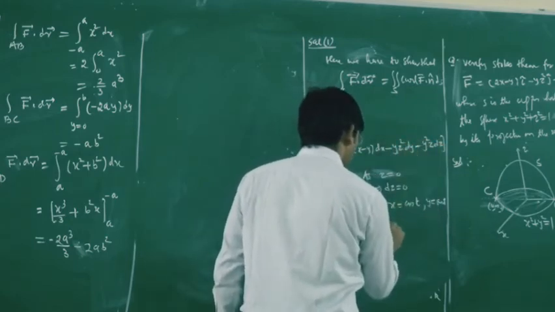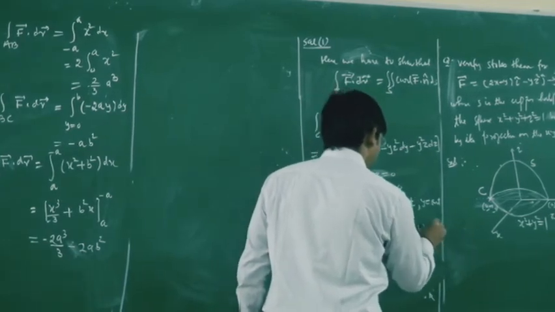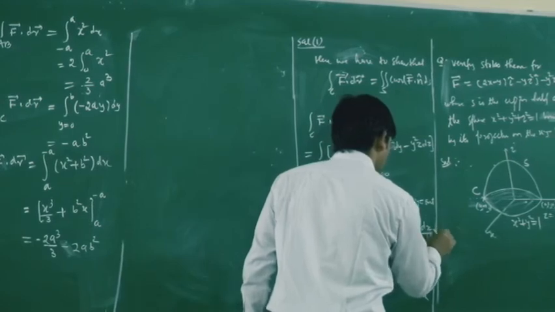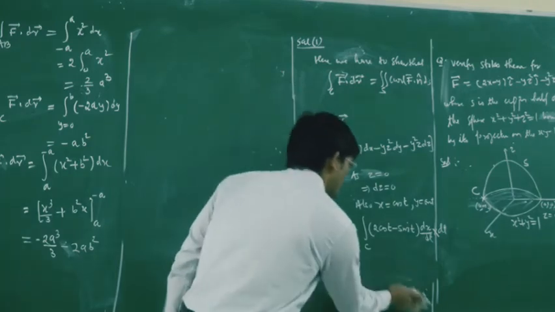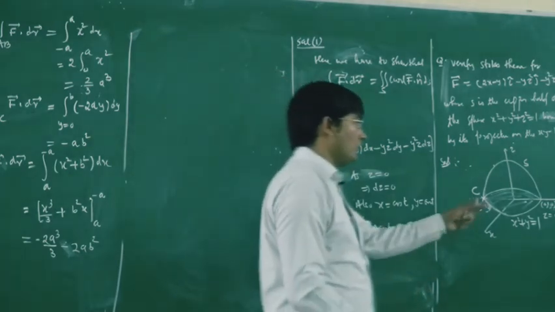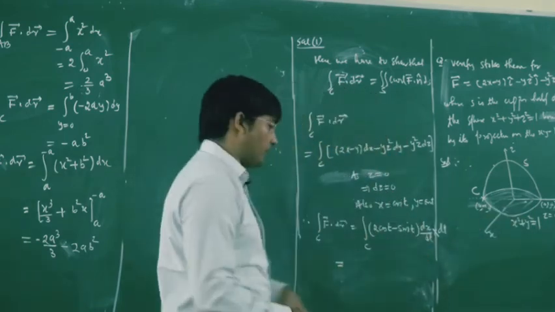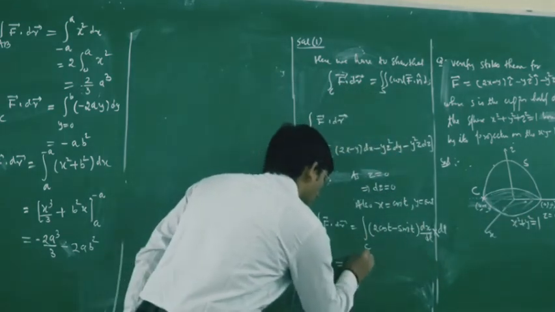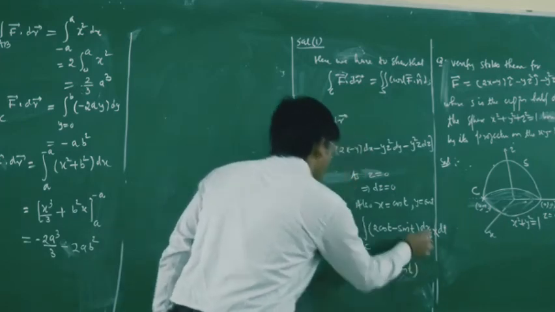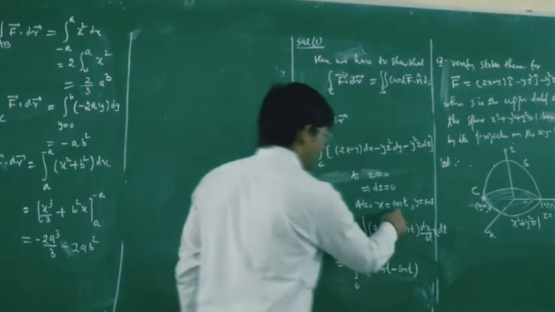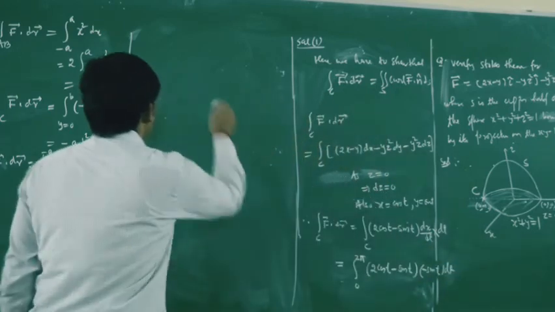So we have 2x, that means 2 cos t minus y, which is sin t, into dx, and this dx can be written as dx upon dt into dt. Now the whole right hand side is in terms of t, and for this complete circle, t will vary from 0 to 2 pi. So here we have 0 to 2 pi, then (2 cos t minus sin t), and here dx by dt will be minus sin t into dt.